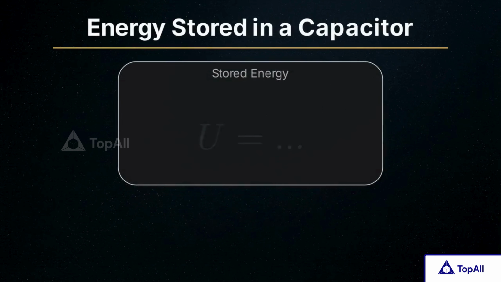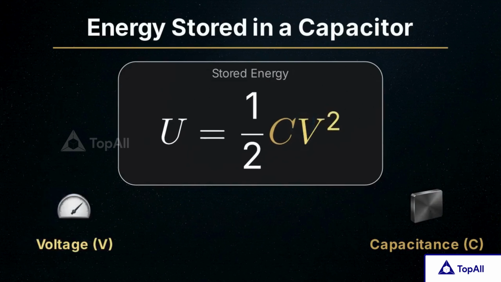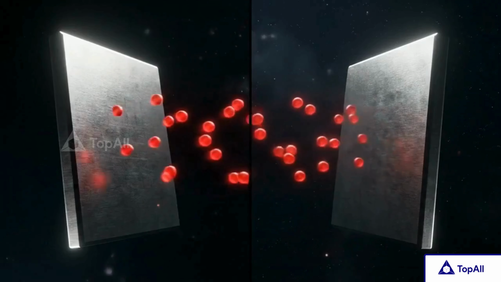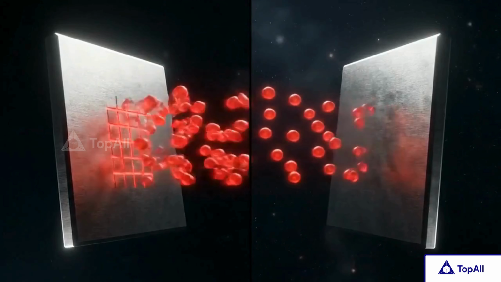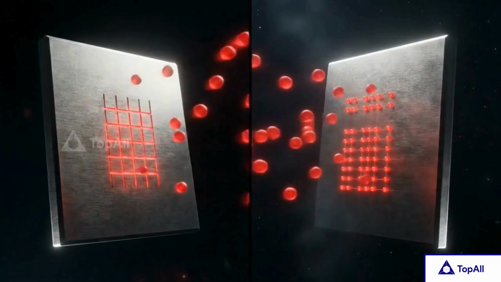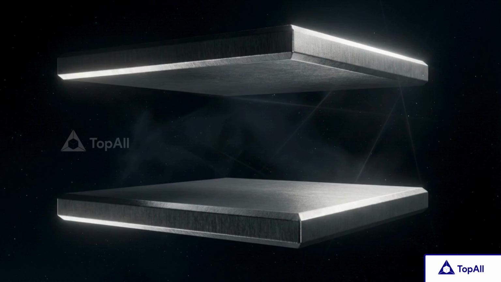Depending on which variables we know, we can express this banked energy in three equivalent ways: 1/2 Q squared over C, 1/2 CV squared, or 1/2 Q times V. Because the electrostatic force is conservative, this energy is a fixed property of the final configuration, regardless of how fast charges move into place. Now that we have quantified this energy, we have to ask where it is physically located.